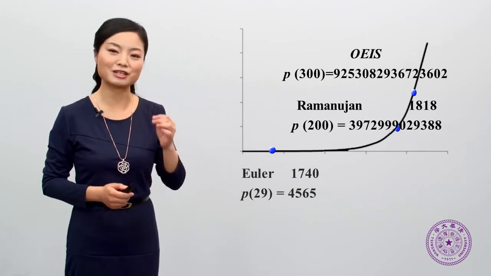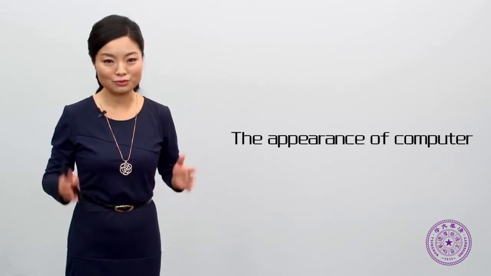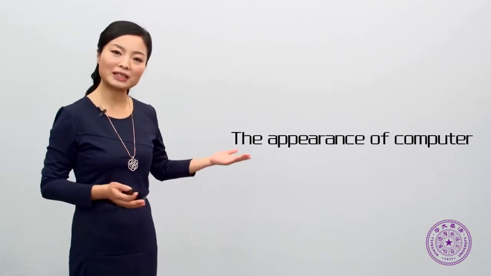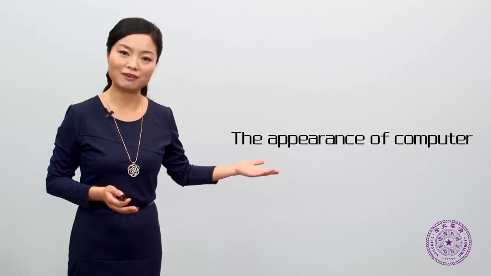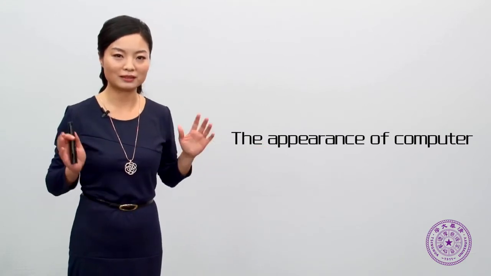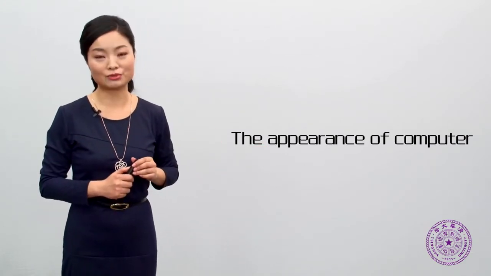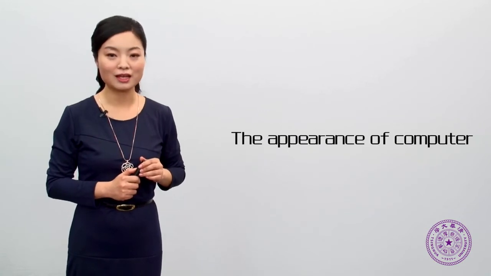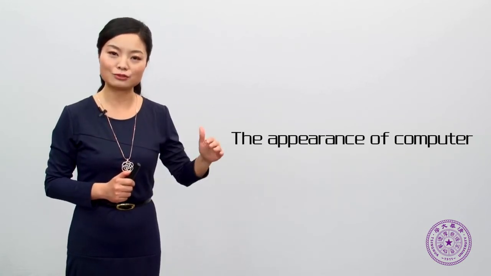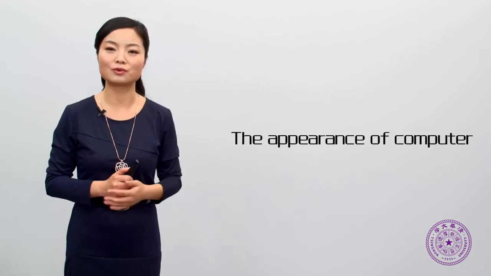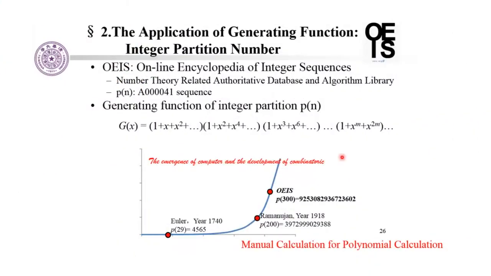Because we have computers, we have algorithms. Towards Euler's bottleneck, polynomial multiplication, it is no longer a problem for us. So we can analyze here, if we use a computer to handle Euler's integer partition method, how should we do it? Then we have to first analyze how to use the computer to realize the multiplication of generating functions.